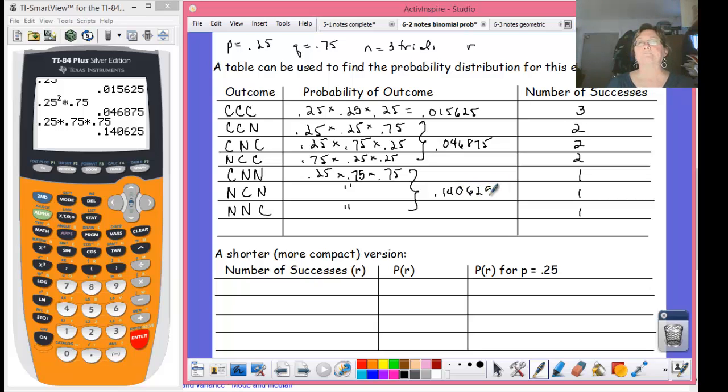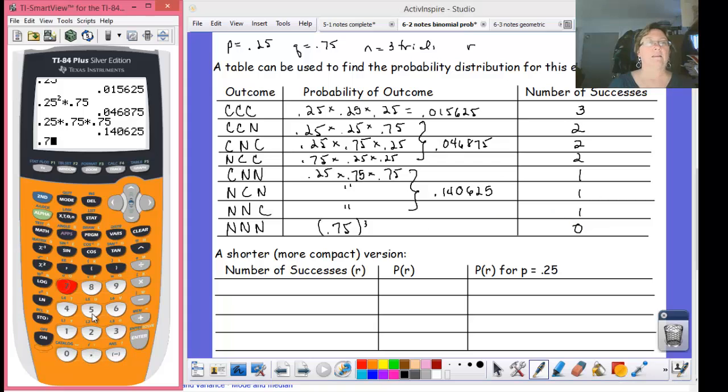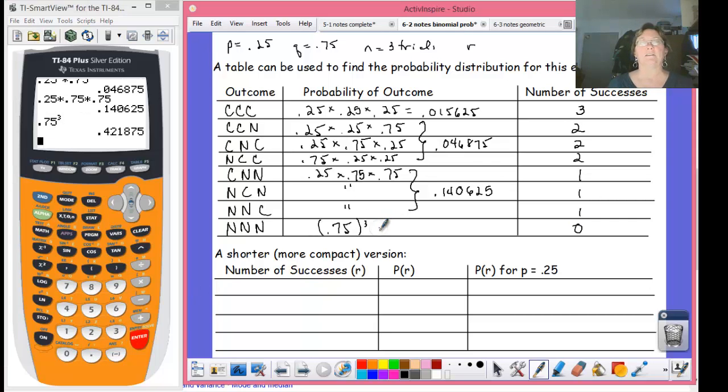0.140625. And lastly, of course, we could get no right answers. So that would be 0.75 raised to the third power. 0 correct answers. And unfortunately, in this case, that's the more common occurrence, folks. The probability there is 0.421875. Now we have listed the sample space here, all the possible outcomes for guessing on this multiple choice test.